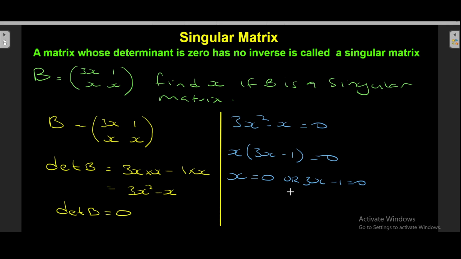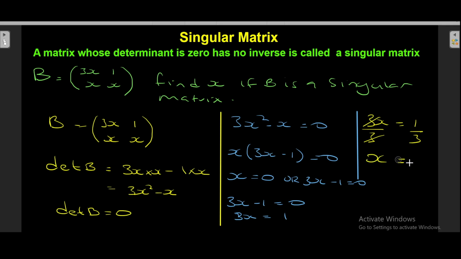That implies that if I take this expression here, 3x minus 1 is equal to 0. That means 3x is equal to 1. Let's create more space here to see how we can work that out further. If I divide both sides by 3, the 3 cancels out. Therefore, my x will be the same as 1 over 3. By doing this, I've been able to get the values of x, applying the concept of a singular matrix.